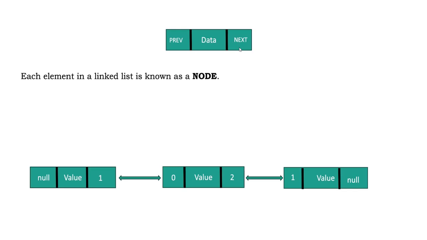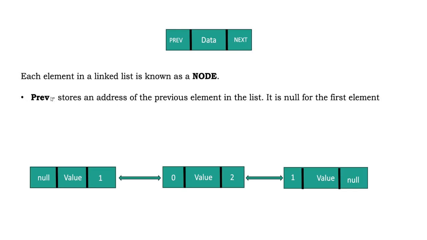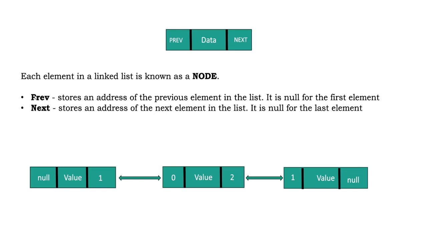As I said, previous stores the address of the previous element in the list, and it is null for the first element. Next stores the address of the next element, and it is null for the last element. And data stores the actual data.